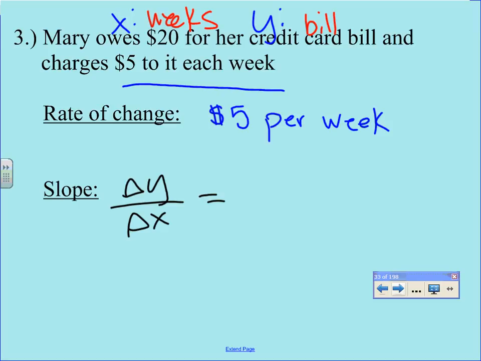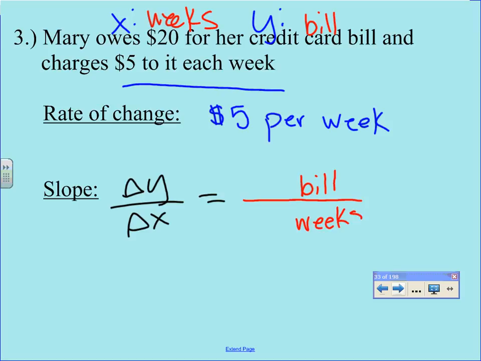Okay, let me just explain this a little bit. Remember the rise, if we go up or down first, your change in y is your y-axis. We're either going up or down first. Change in x is like your x-axis. You go to the right or to the left second. That's why it's always change in y over change in x. Okay, next part, let's label what our y is. We know that y is bill or money charged. We know x is weeks.